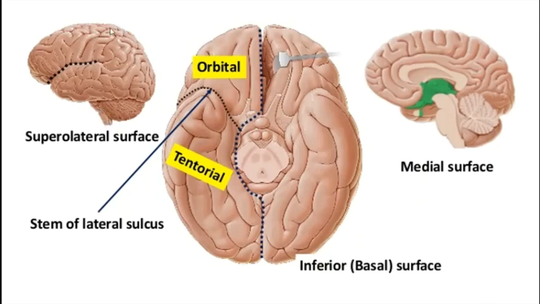So superior lateral surface of cerebrum, okay, medial surface of cerebrum, and this is the inferior surface or the basal surface of the cerebrum. Inferior surface is divided into two parts. Anteriorly, this is the orbital part, and posteriorly it is called the tentorial part.